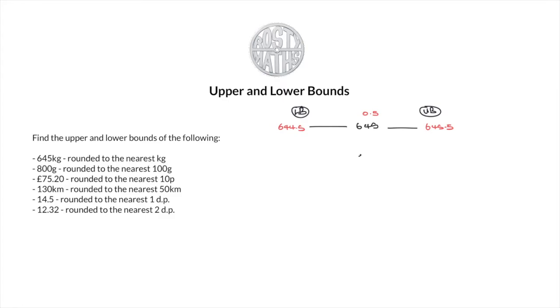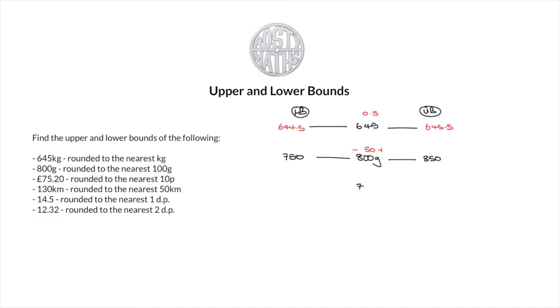The next one, so we have 800 grams. And let's see the upper bound and the lower bound. So 800 grams has been rounded to the nearest 100 grams. So because it's been rounded to the nearest 100 grams, find half of 100. Half of 100 is 50. So I'm going to add 50 and subtract 50. So the upper bound is going to be 850 grams and the lower bound would be 750 grams. And just like that, that is done. Let's move on.